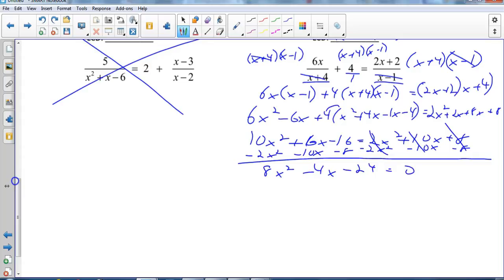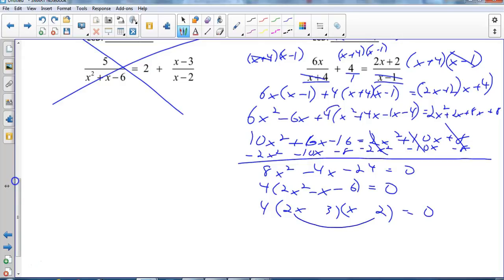Now we're going to factor. To make life easier, we're going to pull out a 4 first. And then we're going to get 2x times x is your x squared. We need a 3 and a 2 to make 6. And we want to have 1 left over. So this will give us our 4x, which we want to be negative. And this will give us our 3x, which will be positive. Now we just set each of them equal to 0.